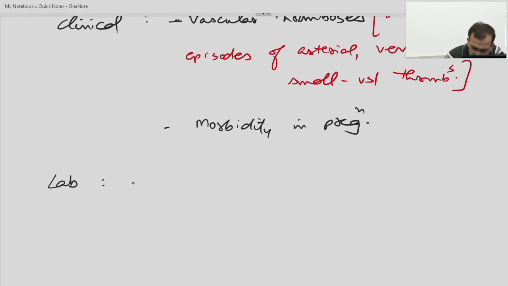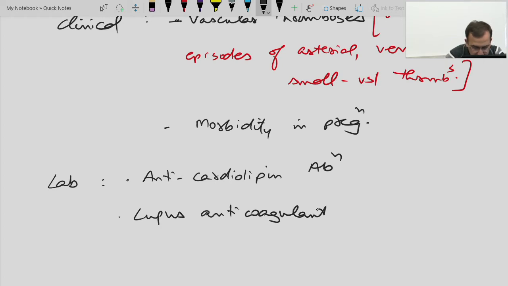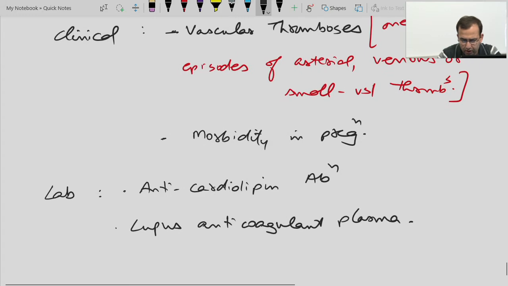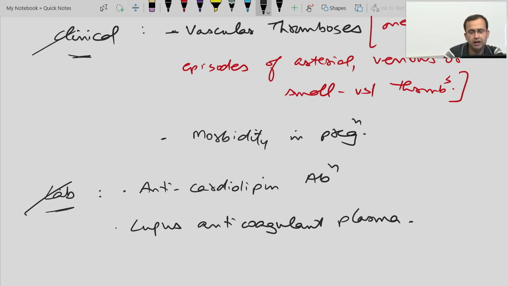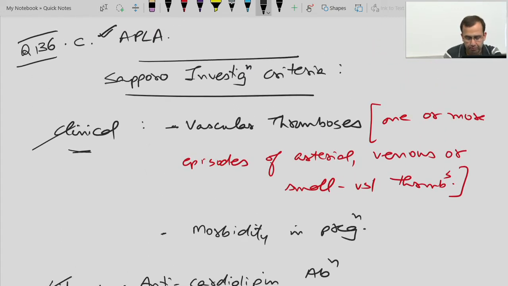The lab criteria are the presence of anti-cardiolipin antibody and lupus anticoagulant in plasma. I am not getting into the time periods, how far apart and how many times, not needed. Simple: Sapporo investigation criteria, clinical and lab criteria. It is said to be APLA when one clinical and one lab criterion is present. This is Sapporo's investigational criteria for APLA.